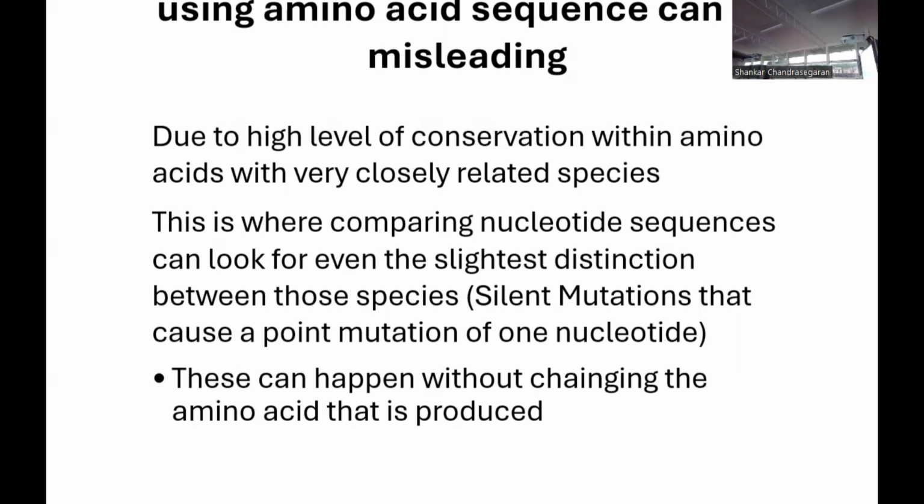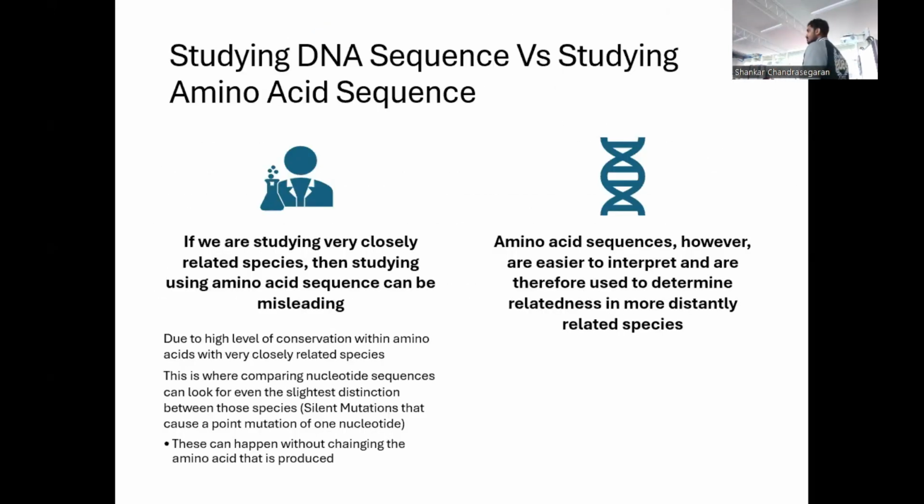The time that amino acid sequences are very useful is when we already know for a fact that the two different species are very not closely related to each other. That way, amino acid sequence studies can be a quicker way to determine how closely related they are. But when we're dealing with very closely related species, the best thing to do is to compare the nucleotide sequence. I hope everyone has a good understanding of this, or a decent understanding.